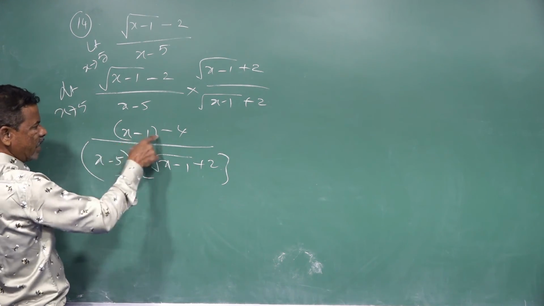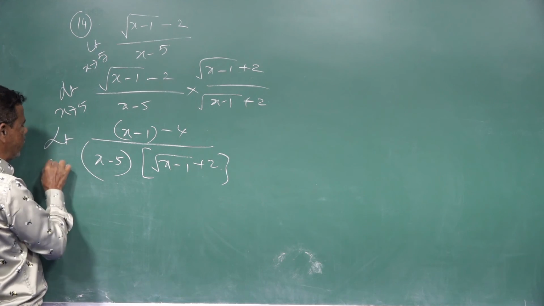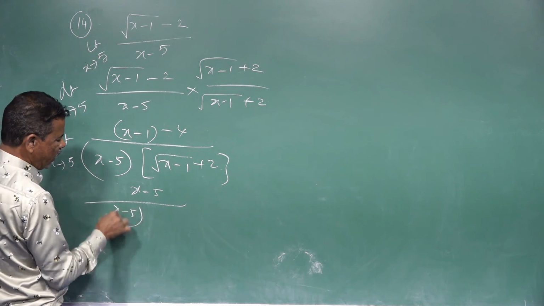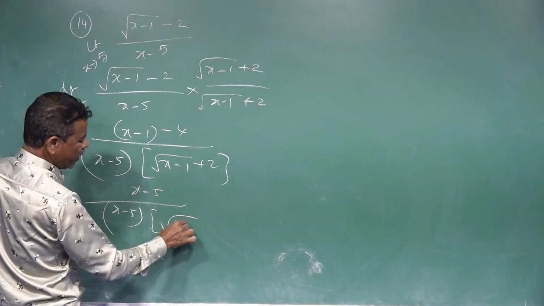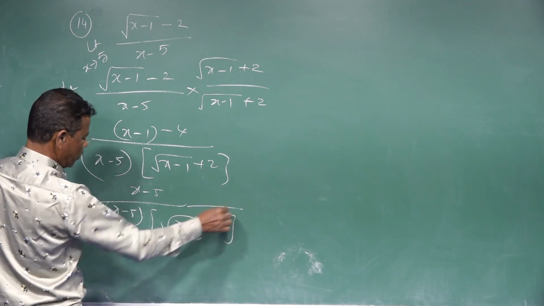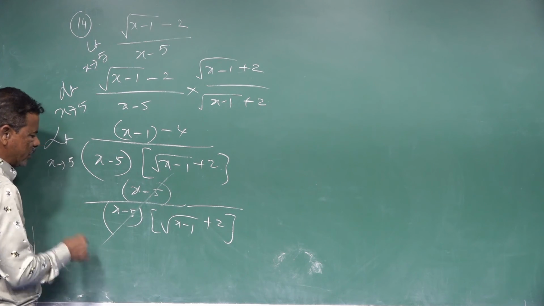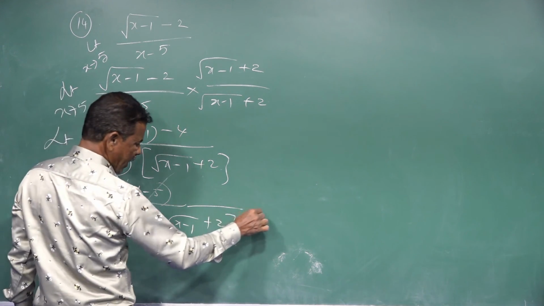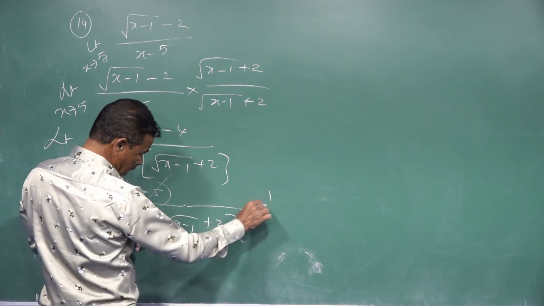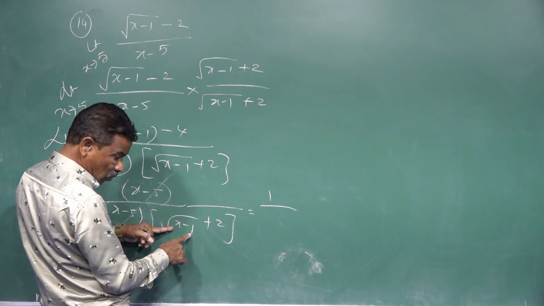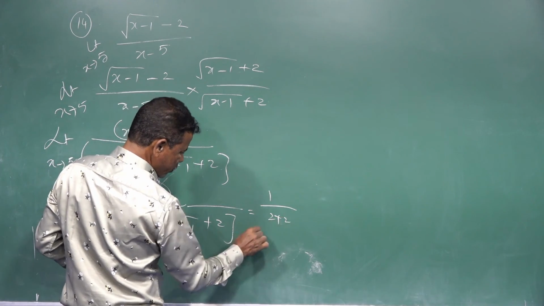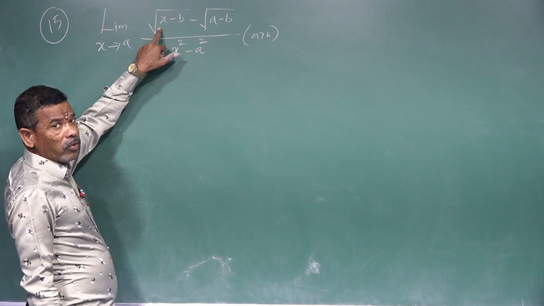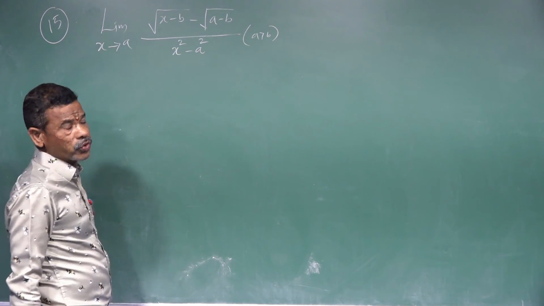So finally this is x minus 5, as limit x tends to 5: x minus 5 by x minus 5 multiplied by root of x minus 1 plus 2. So this x minus 5 gets cancelled, limit x tends to 5. We apply the 5 here: 1 by root of 5 minus 1, which is root 4, 2, plus 2, equals 1 by 4, which is the right answer. In this 15th problem also, there are 2 roots.